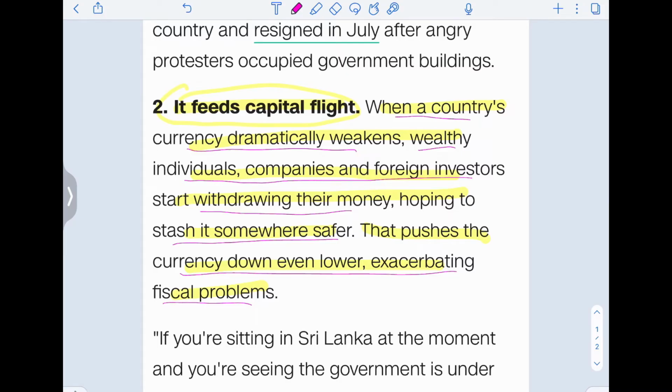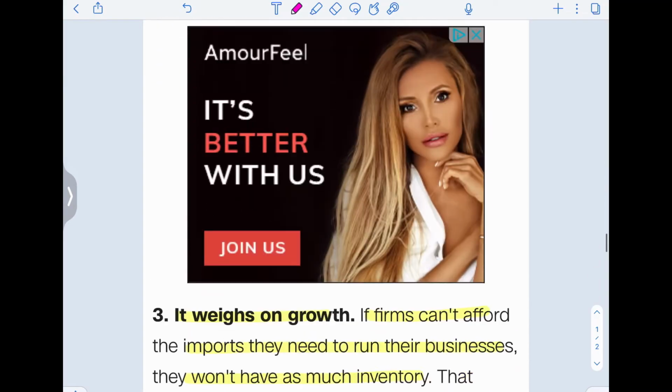This is what's happening to the Egyptian pound right now. Lots of investors are taking out their investments from the Egyptian economy, and that's further pushing down the value of the Egyptian pound, making it more difficult for the Egyptian government to import essential items and Egyptian businesses to import essential items, and for the Egyptian government to repay its debts.